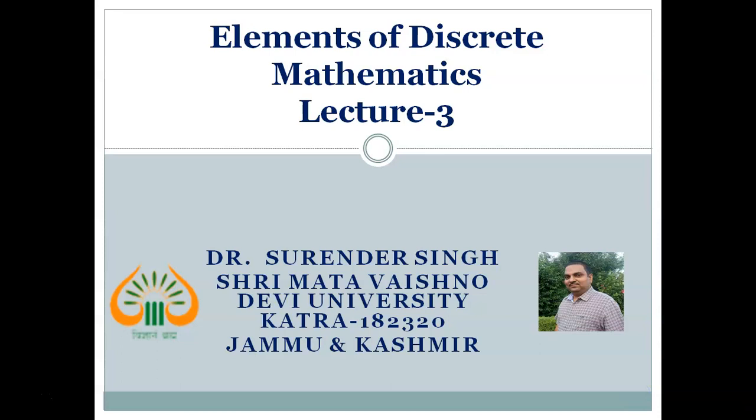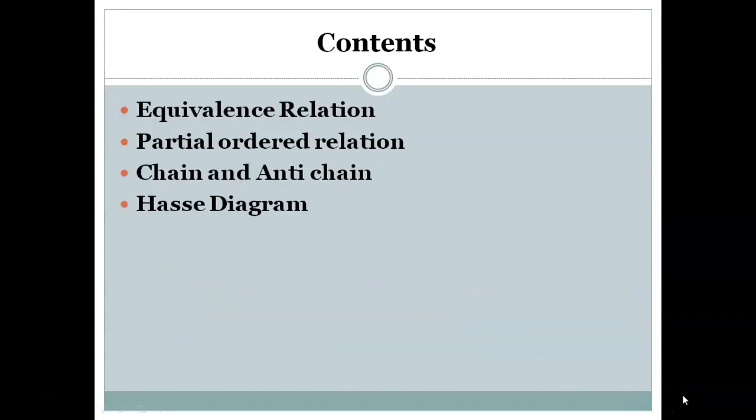Welcome students to this lecture 3 of Elements of Discrete Mathematics. The main content in this lecture are the equivalence relation, partial order relation, chain, anti-chain and Hasse diagram.